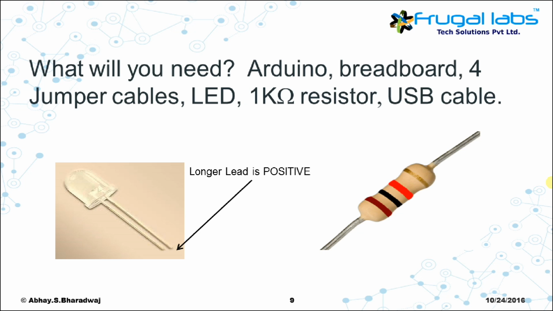So what will you be needing to do this experiment? You'll be needing the Arduino board, a breadboard, a few jumper cables, an LED, a 1 kilo ohm resistor, and a USB cable. The 1 kilo ohm resistor is color coded. You can see that each resistor has its own color bands, and for the 1 kilo ohm resistor the colors are brown, black, and red.